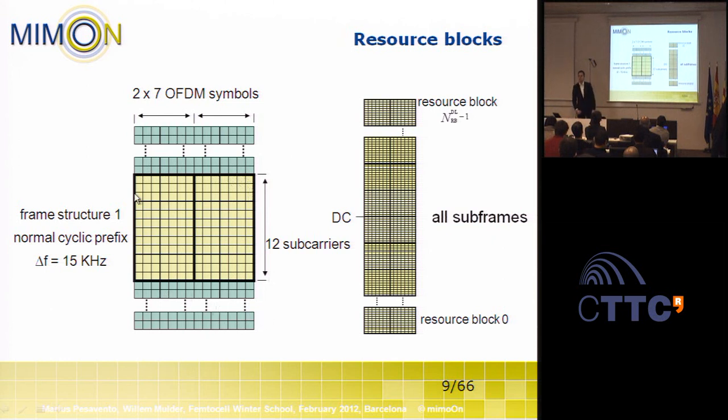One resource block is the smallest quantity in LTE on which scheduling decisions are made. So basically, this is the smallest time frequency resource that can be allocated to a particular user. In this system, we have the subcarriers placed 15 kilohertz apart, and these are denoted as resource elements.